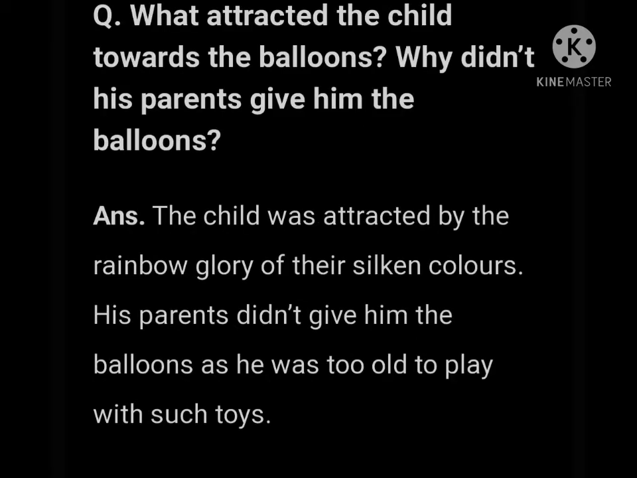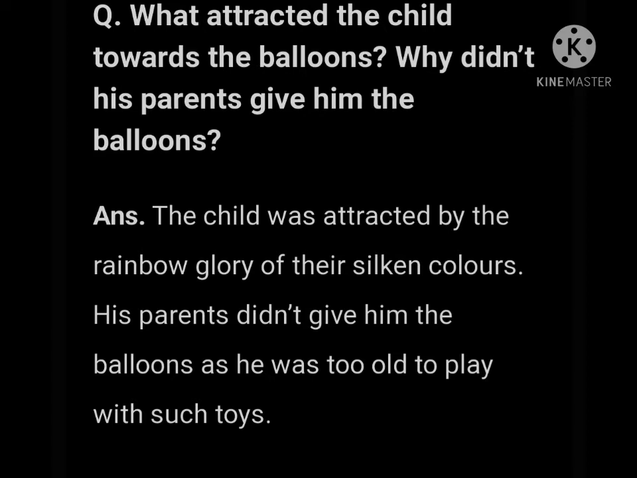Now let us look into the short answer questions from the story. So what attracted the child towards the balloons? Why didn't his parents give him the balloons? Of course, as a child, he was attracted or fascinated by the rainbow colors, the silken colors, the brightness, everything. Those are the words that you can use.